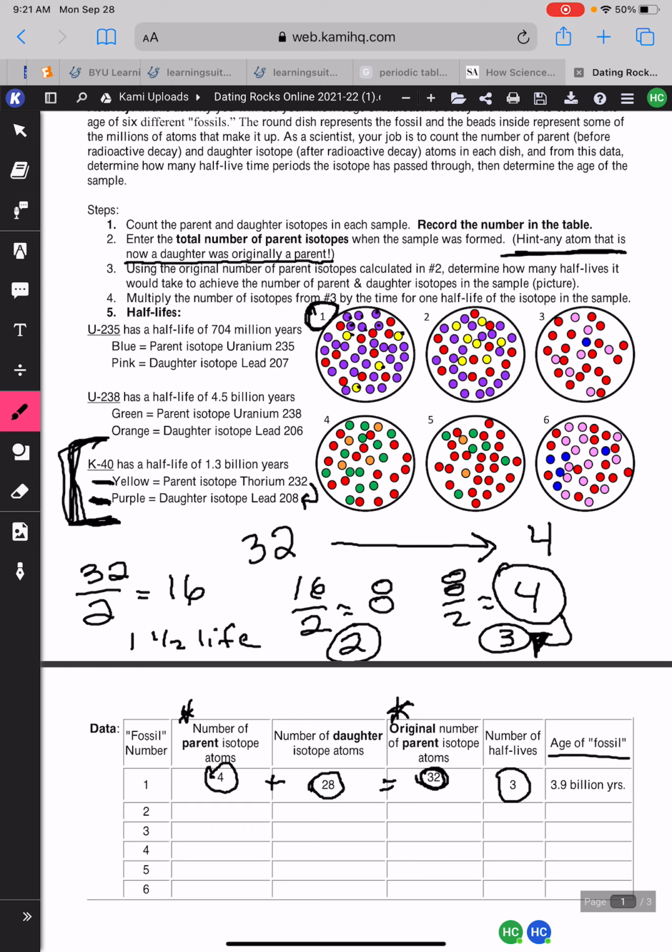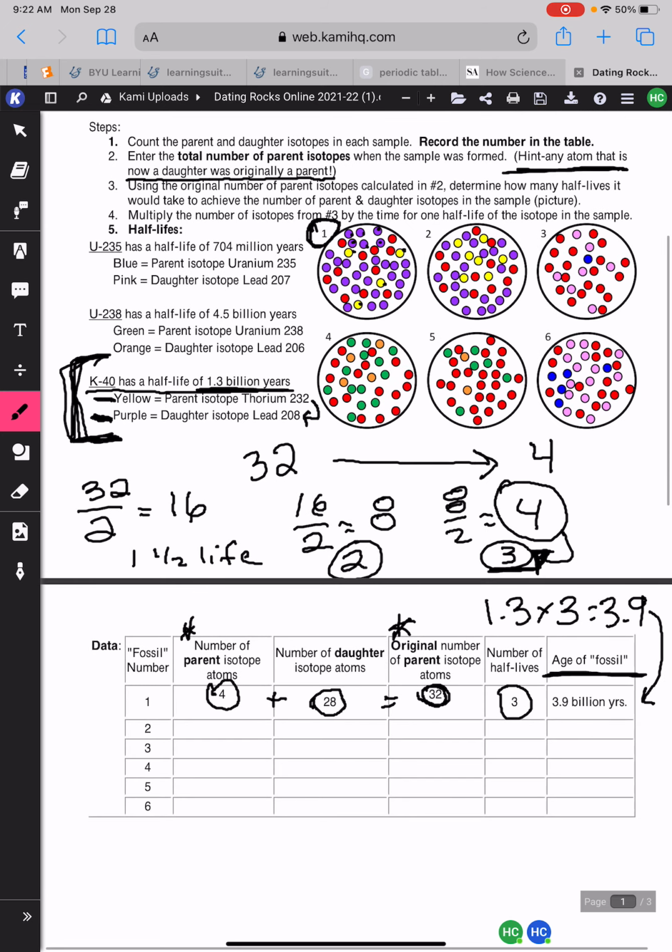And now we need to figure out the age of the fossil. We looked at this K40, and it has a half-life of 1.3 billion years. So if it has a half-life of 1.3 billion years and it's gone through 3 of those cycles, we take 1.3 and multiply it by 3, and we get 3.9, which we put in there. So that's how you figure out what goes in each one of those cells.